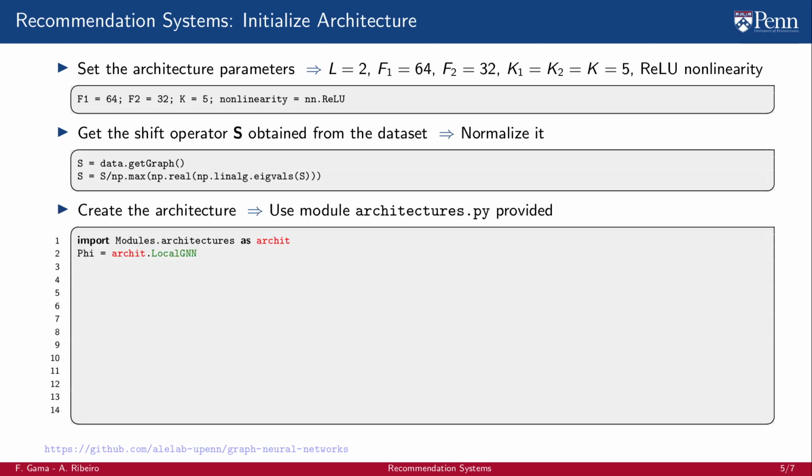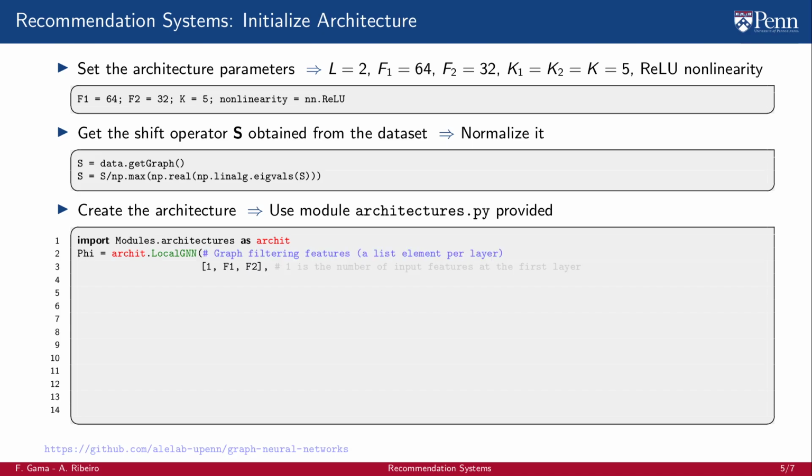Now we are ready to create the specific architecture. For ease of exposition, we will use one of the provided architectures called a local GNN. This architecture concatenates layers of graph convolutions and pointwise nonlinearities, but also includes a final readout layer that is computed separately at each node. As we mentioned before, this readout layer just produces linear combinations of features at each node. That is, it doesn't involve any exchanges of information between nodes of the graph. So we import the architecture module and call for the local GNN in that module.